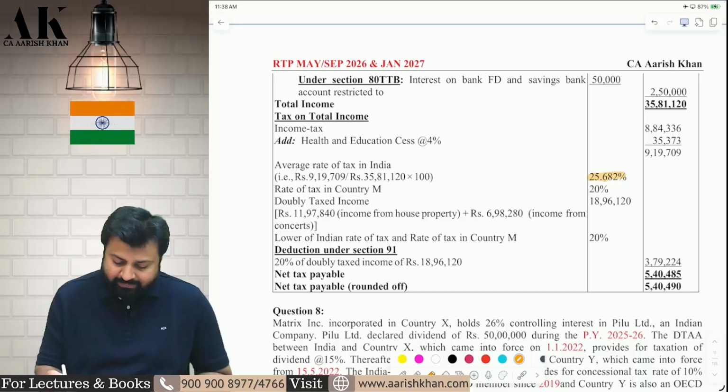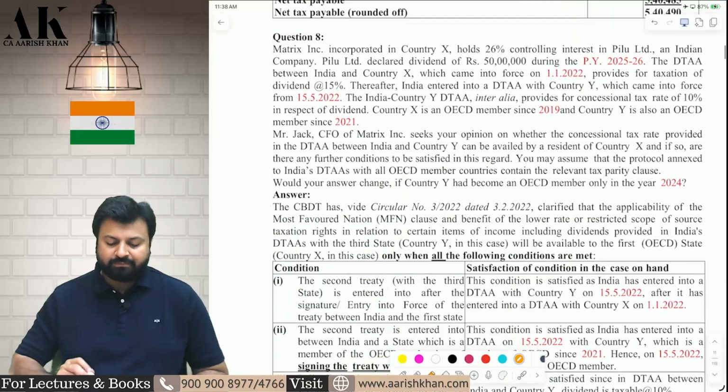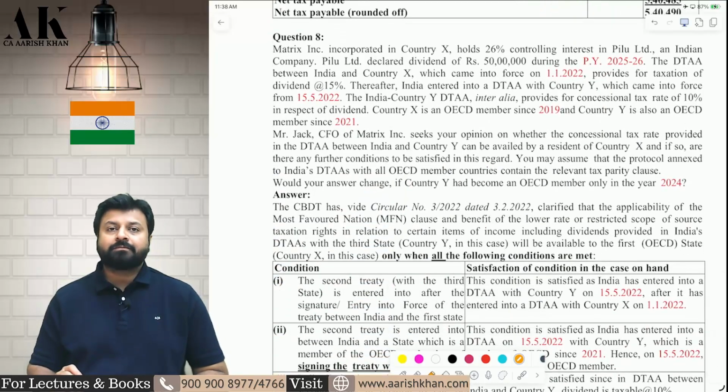What is the Indian average rate? The Indian average rate is this, and the foreign average rate is 20%. Apply that on the doubly taxed income. Whichever is lower will be allowed as relief. I hope it is clear to all of you.